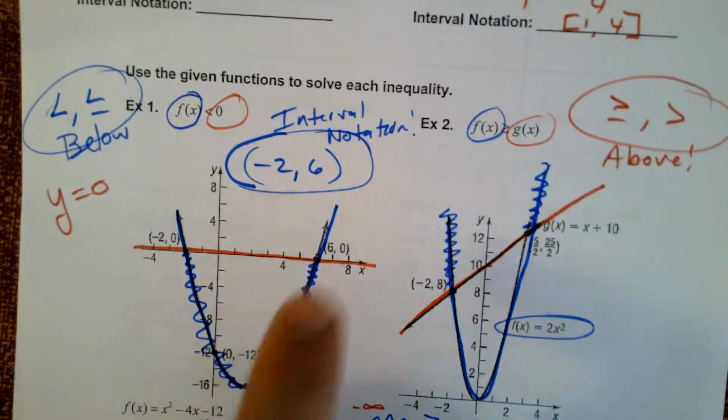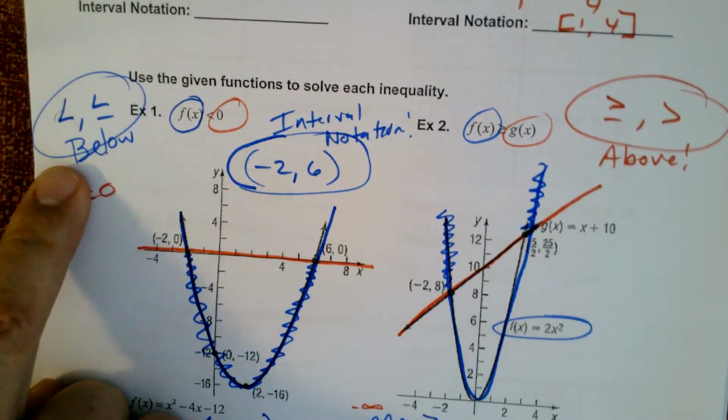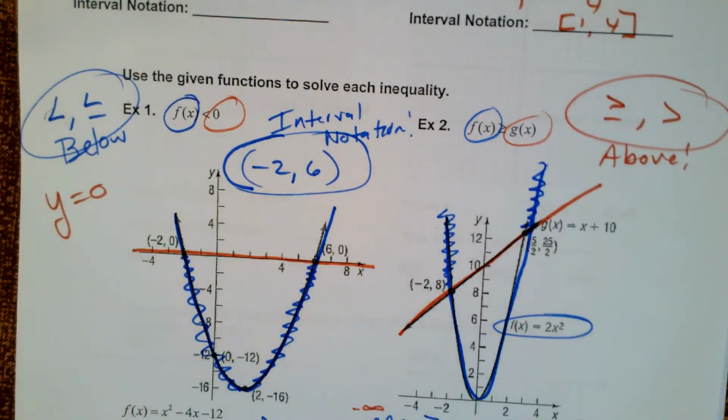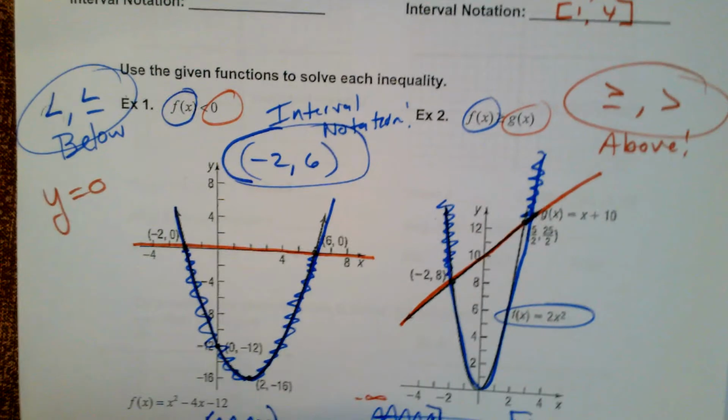So again, make sure you have this in your notes. And remember, you can use your notes for your test. Less than or equal to is below. Greater than or equal to is above. Okay. Well, if you can do it visually, then the next step is to do it algebraically.